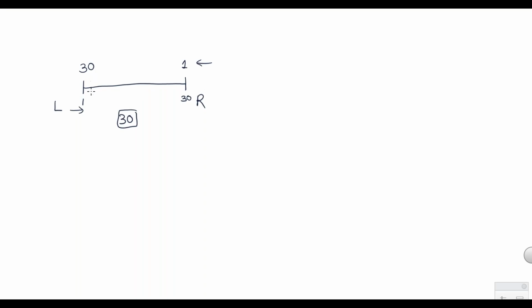Like, 30 people are there. Let's take up the first type of question. Out of these 30 people, this is the first person from the left end. This is the 30th person if you count from the left end. This is the first person if you count from the right end, and the 30th person from the right end. So this is right to left and this is left to right.